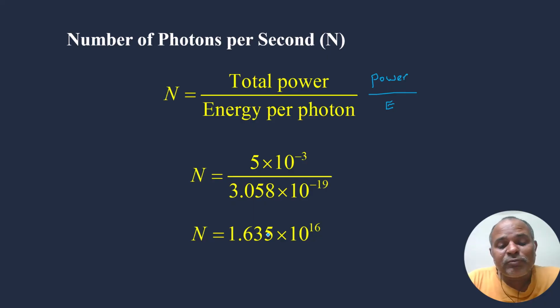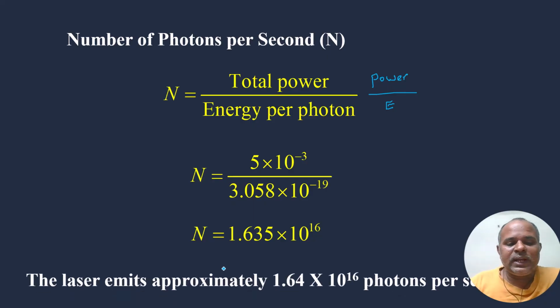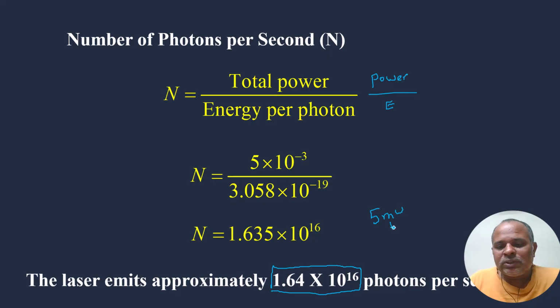So that means for every second the laser emits approximately 1.64 into 10 power 16 photons per second. So imagine for 5 milliwatts the number of photons is this much. If you increase the power, then imagine how many photons are emitted every second, right? So this is how you can calculate the number of photons emitted per second for a laser.